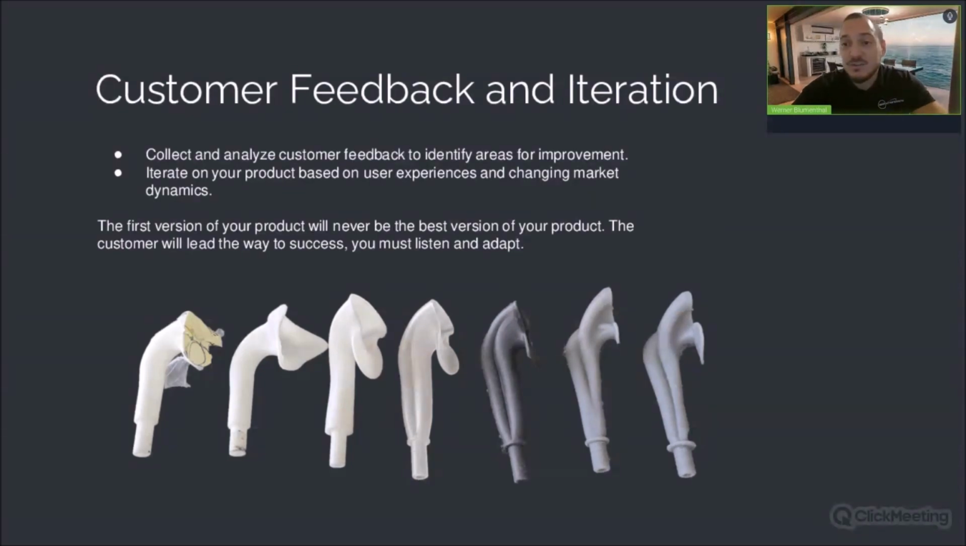Customer feedback and iterations. Once you've launched, that's not the last time you're going to see this. It's not the last time you're in R&D. You want to hear what your customers are saying. Make sure you set an easy way to collect data from your customers when they're using your product.